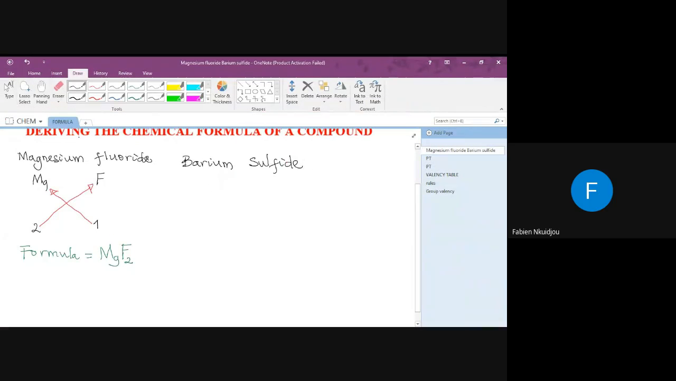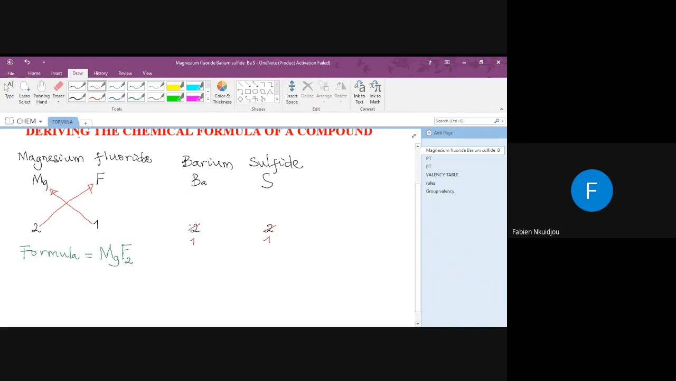So we have barium and we have sulfur. Barium has a valency of 2. Sulfur also has a valency of 2. Now, is it possible for us to simplify the valencies? Of course, it is possible. So we are going to simplify the valencies in this case.